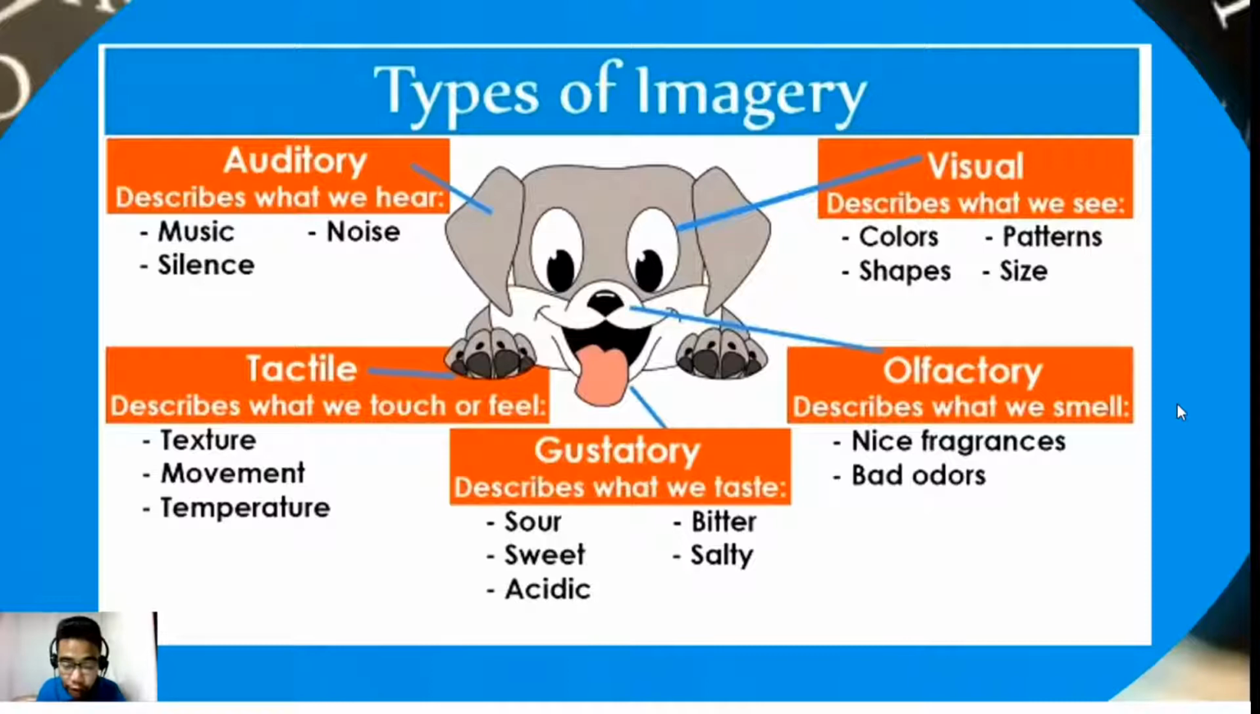For his nose, we have olfactory. It describes what we smell. For example, nice fragrances, bad odors. Bad odors, yes. And last will be visual. It describes what we see. For example, colors, shapes, patterns, and designs. So I hope you understood.